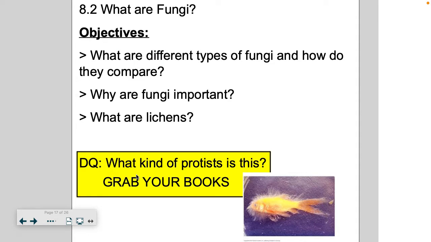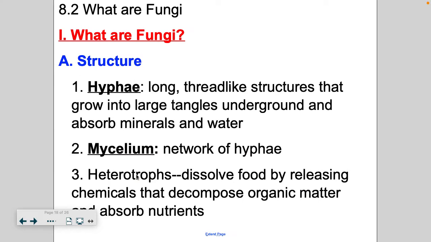Okay, in this video lecture, I will be covering section 8.2, what are fungi? So fungi are a unique eukaryotic organism because, first off, they're eukaryotic and they are heterotrophs, okay? You might think fungi are plants, but remember, plants are autotrophs and they make their own food. So what are fungi actually made up of?